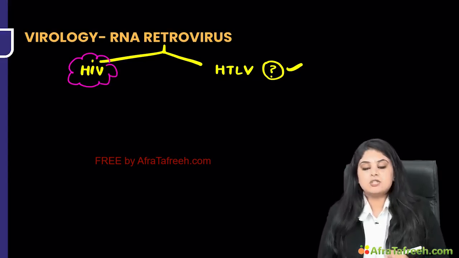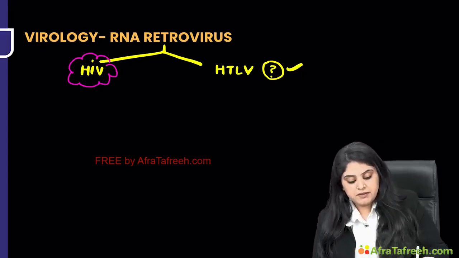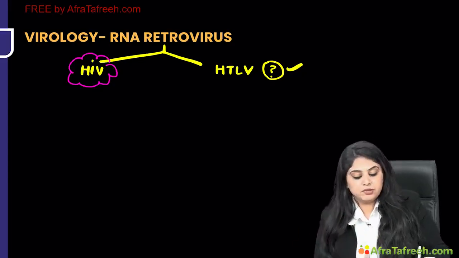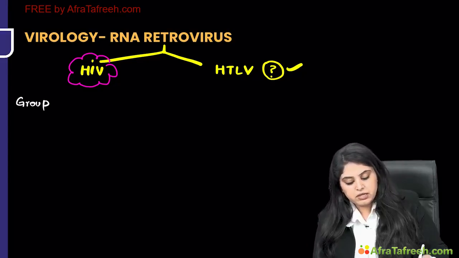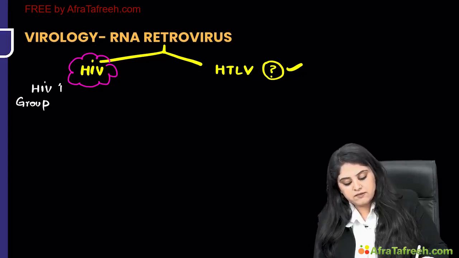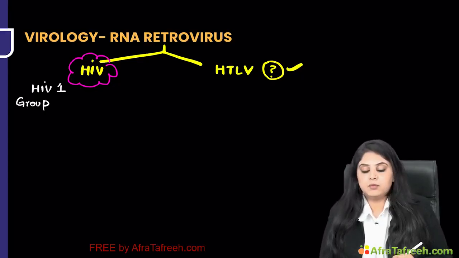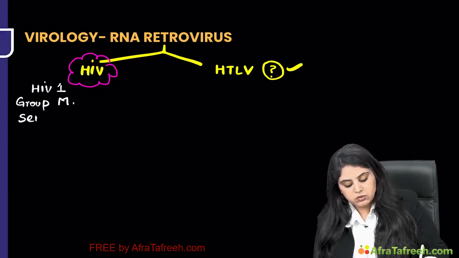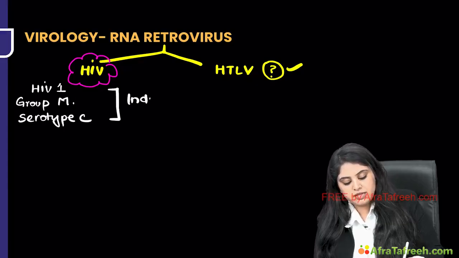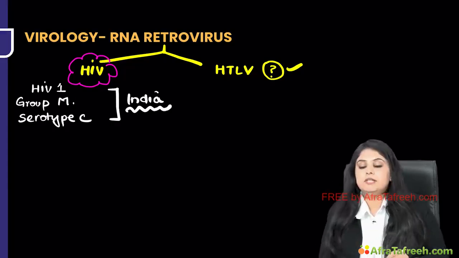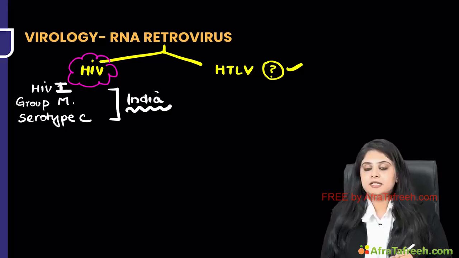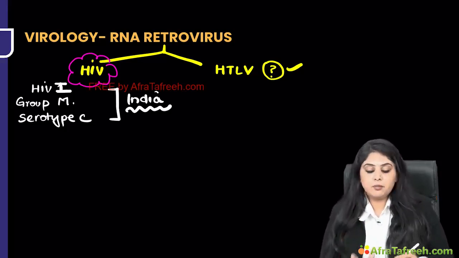Now, when I talk about HIV, please note, if I ask you what is the most common in India and abroad, it is HIV-1 that is going to be very, very important. It is going to be group M, and it is going to be the serotype C, which is very, very common in India. So remember, HIV-1 group M serotype C is the one that we encounter most commonly in our country.